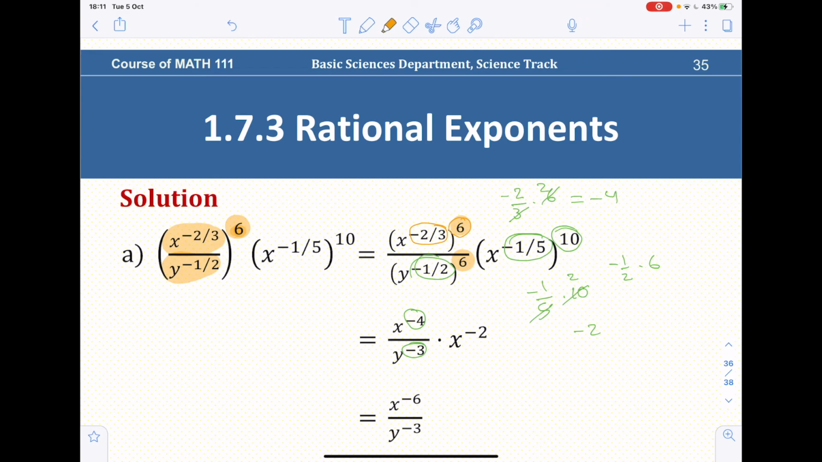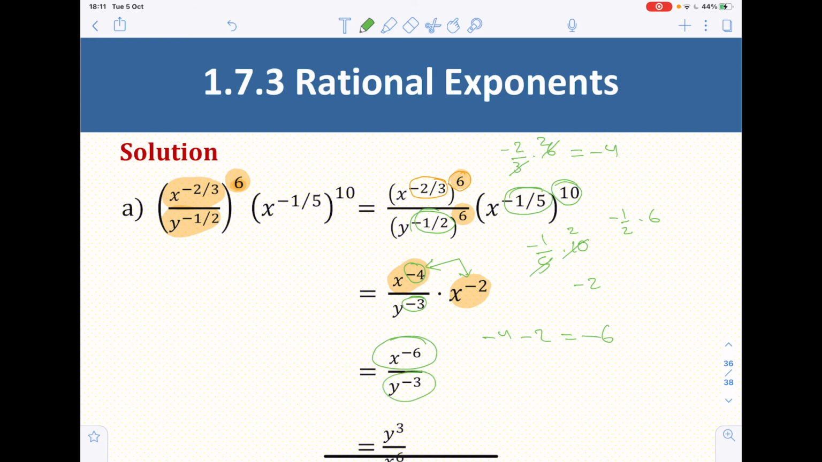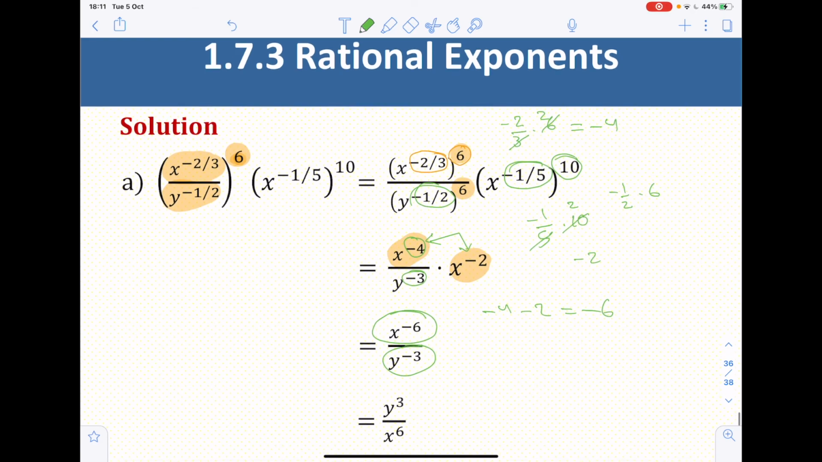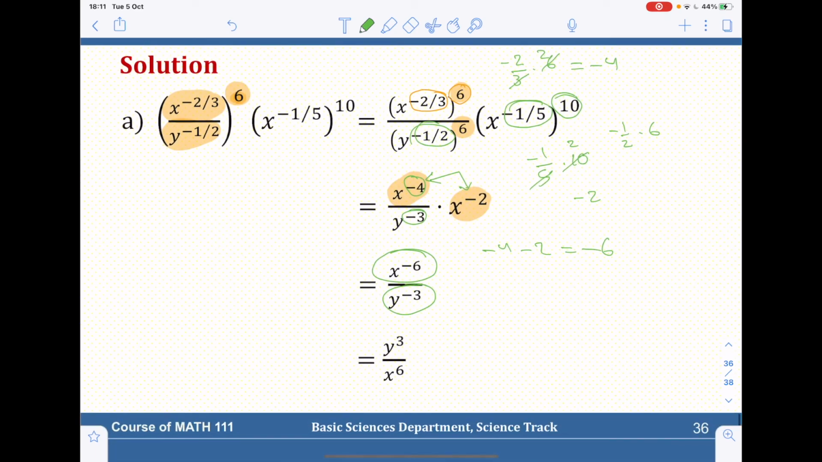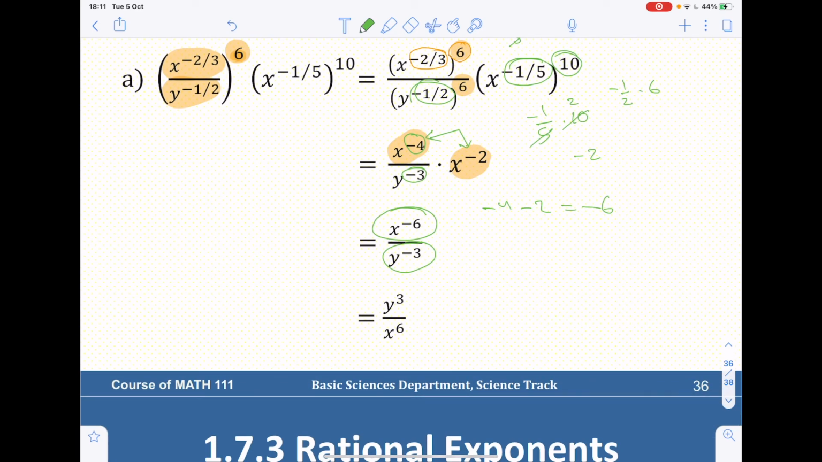Now I have x and here another x, so I can add the powers. So negative 4 and negative 2, which is negative 6. So x to the power negative 6 over y to the power negative 3. We usually prefer to write the powers as positive integers. So if it has a negative power, like y, we will write it up, and x has a negative power, so we will put it down with a positive power.